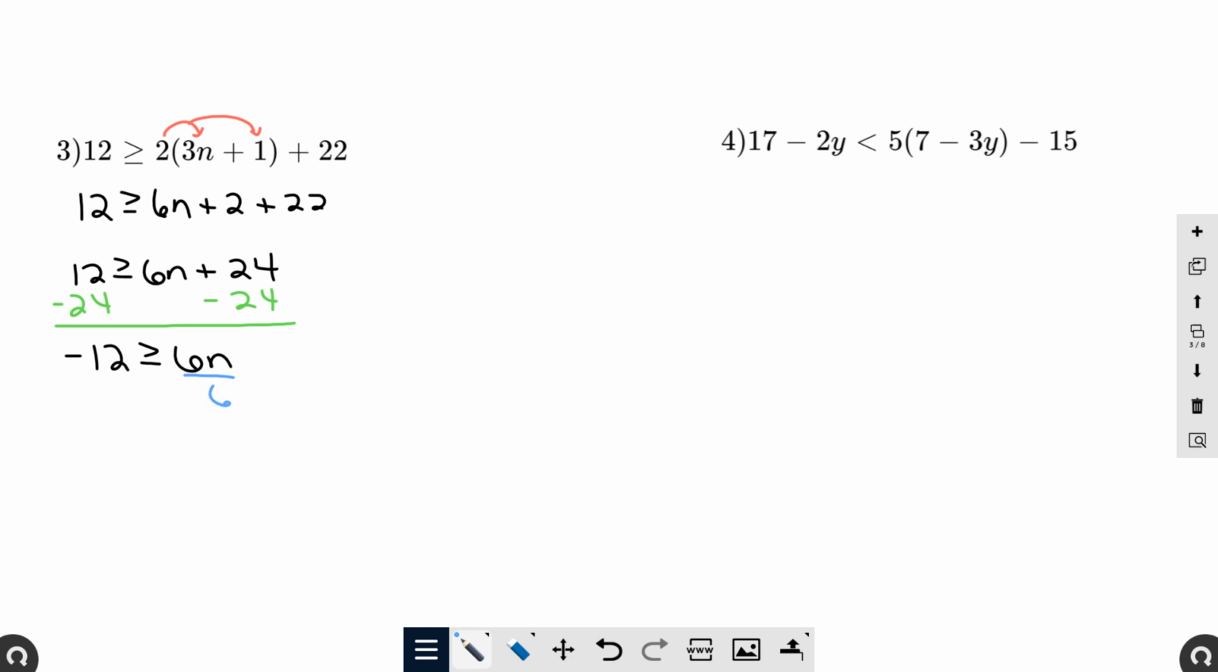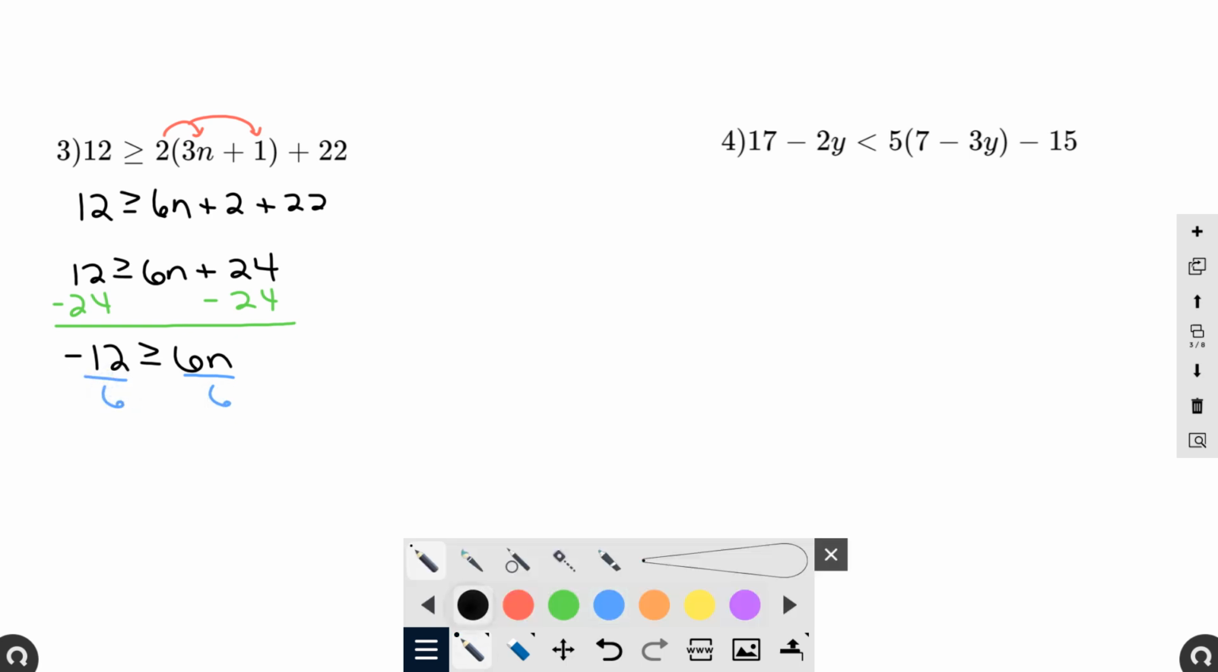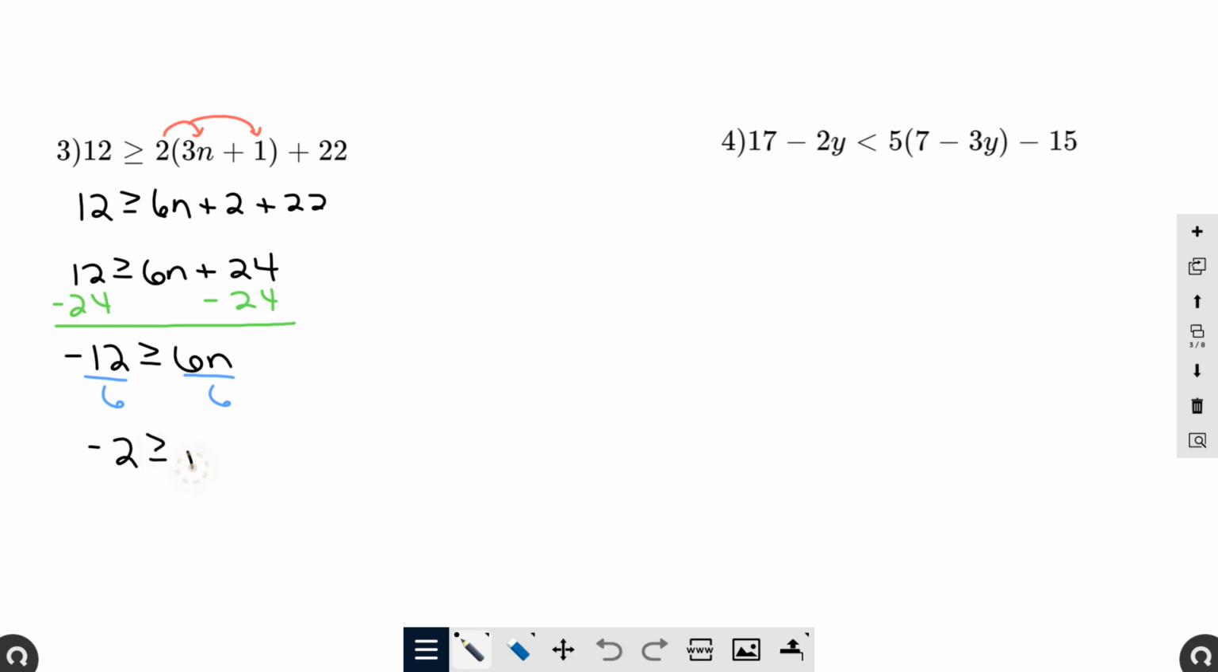Do I flip the sign here? But I get a negative. I didn't divide by the negative. That's right. So you can have a negative answer, but you only flip the sign if you divide by that negative. So we divided by 6, just positive 6. So the sign doesn't flip. Everything stays the same.